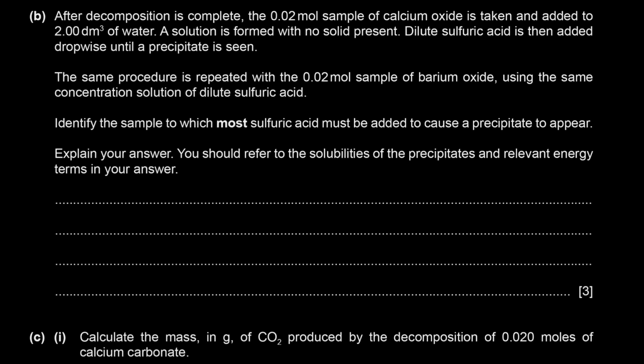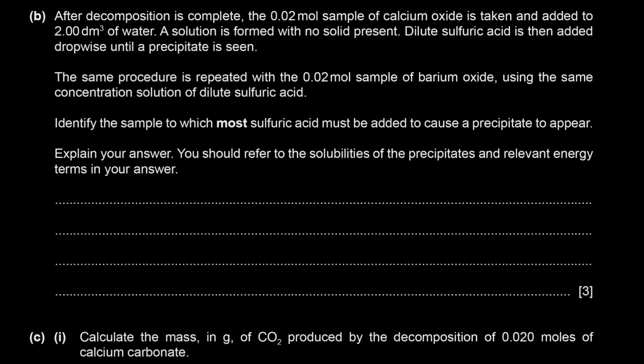After decomposition is complete, the 0.02 mole sample of calcium oxide is taken and added to 2 decimeter cube of water. A solution is formed with no solid present. Dilute sulfuric acid is then added dropwise until a precipitate is seen. The same procedure is repeated with the 0.02 mole sample of barium oxide using the same concentration of dilute sulfuric acid. Identify the sample to which most sulfuric acid must be added to cause a precipitate to appear. Explain your answer. You should refer to the solubilities of the precipitates and relevant energy terms in your answer.